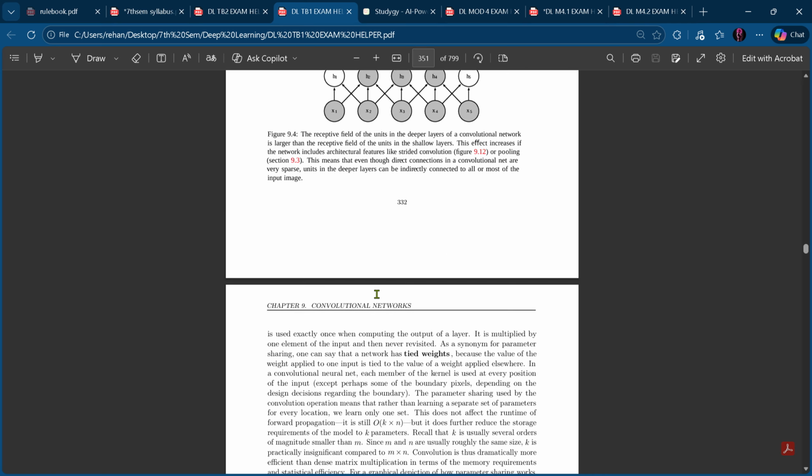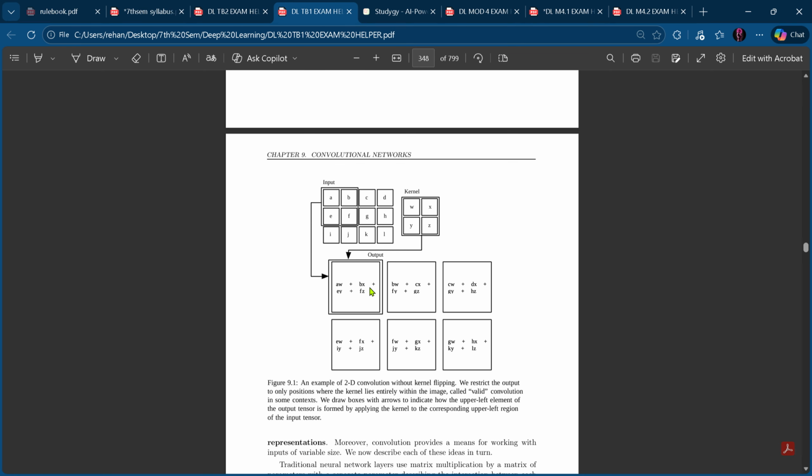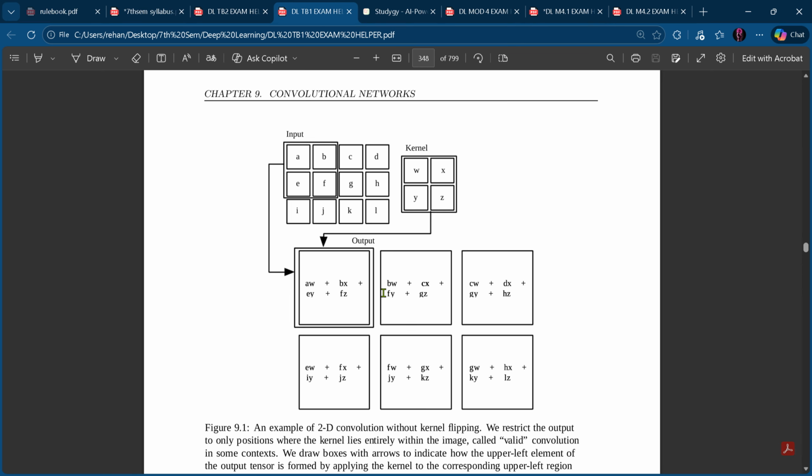I don't know whether you can see the textbook images which I am displaying right now. Just see over the image, this is our input. You can see A, B, and this. Wait, let me highlight this. If I highlight A and B and E and F, and then I'll highlight W, X, Y, Z. See, instead of the whole image, it's focusing on a particular region and then multiplying every element with it.